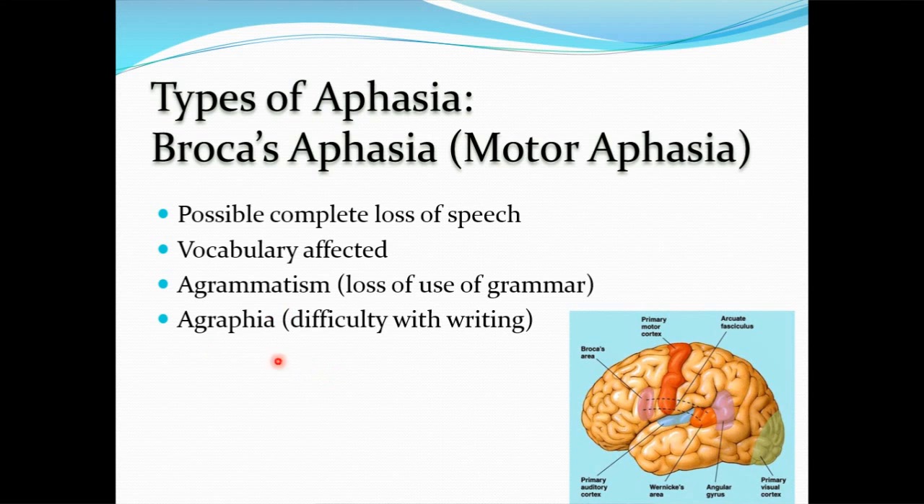And agraphia is difficulty with writing. So somebody might actually be able to speak, but they might not be able to write. That's one of the reasons we always ask our patients to write something. Sometimes they've already written something by the time you see them, because they've maybe filled in their name and address on the forms. But if you haven't seen that, then it is useful just to ask them to write something.